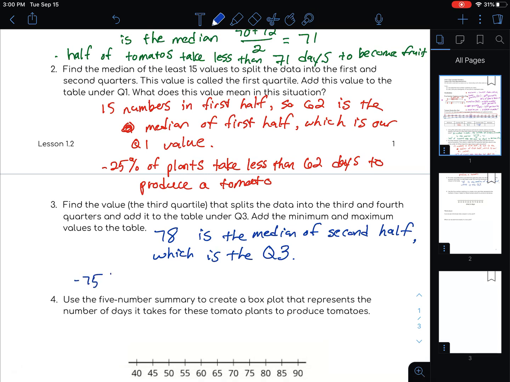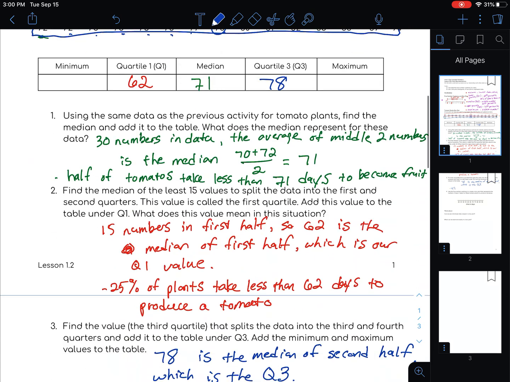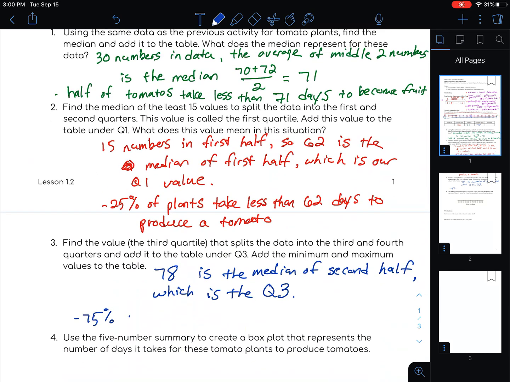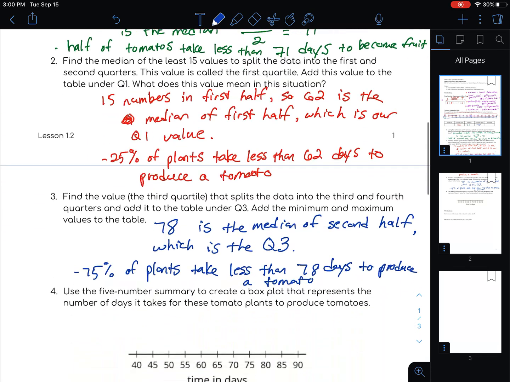And that means, since it's the upper quartile, it's the 75th percentile. Upper quartile is the 75th percentile. So 75% of plants take less than 78 days to produce a tomato. So 75% of the plants are below 78. So they take less than 78 days.